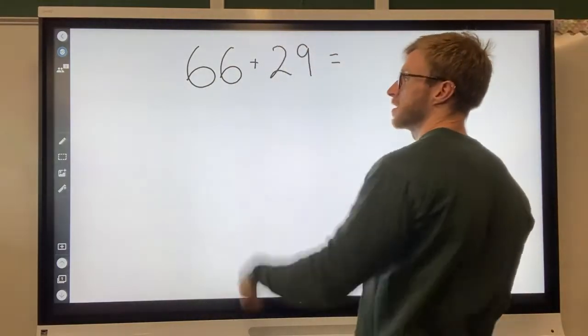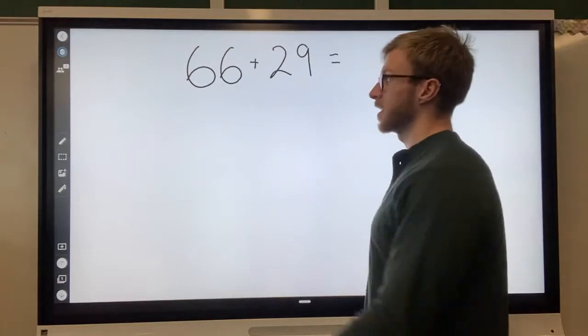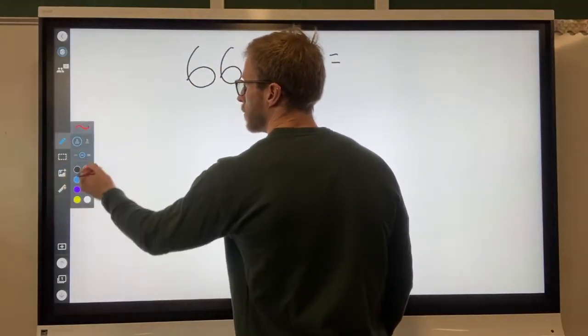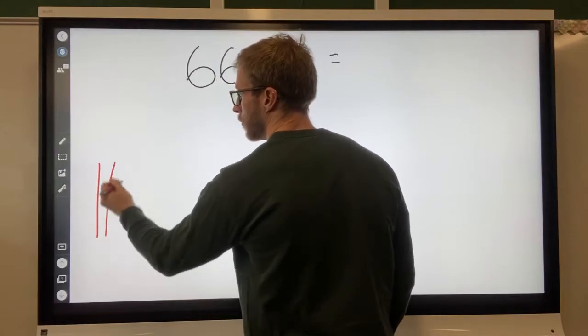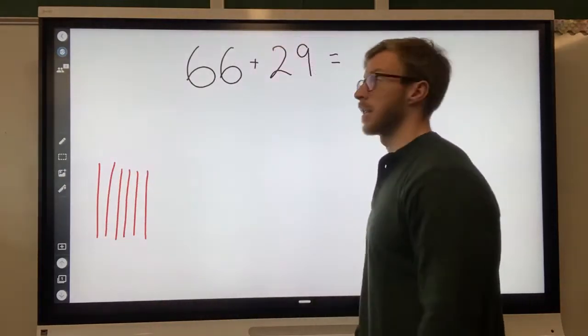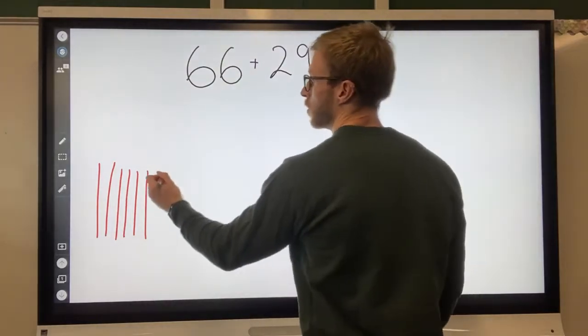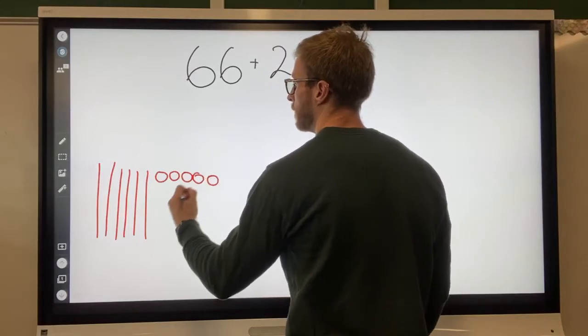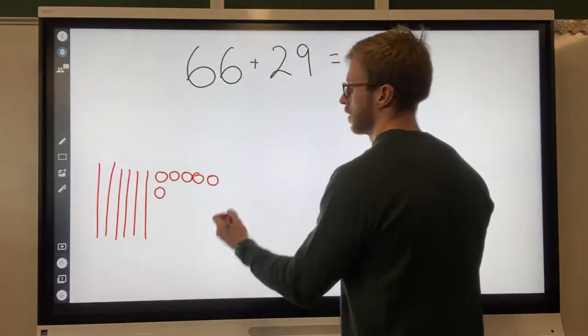I'm going to start by drawing 66, okay? Always start with the tens. There are 6 tens. A lot. So I'm going to draw all those. 1, 2, 3, 4, 5, 6. That's a lot. Plus 6 ones. 1, 2, 3, 4, 5, 6.